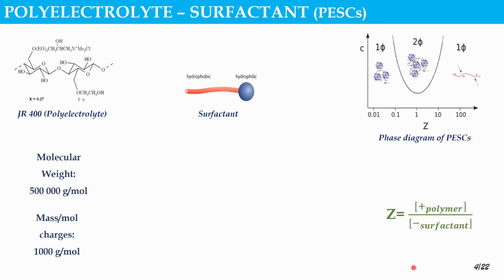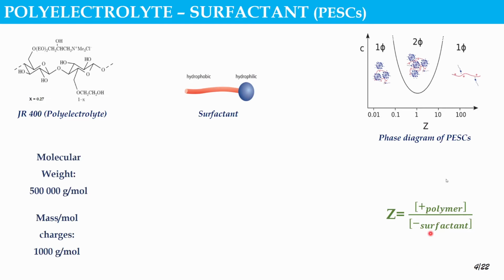And a parameter that is able to describe the composition of our solutions is zeta, where zeta is the ratio between the charge on the polymer and the charge on the surfactant. Now, when we prepare these solutions, the first thing that we see is a phase diagram.